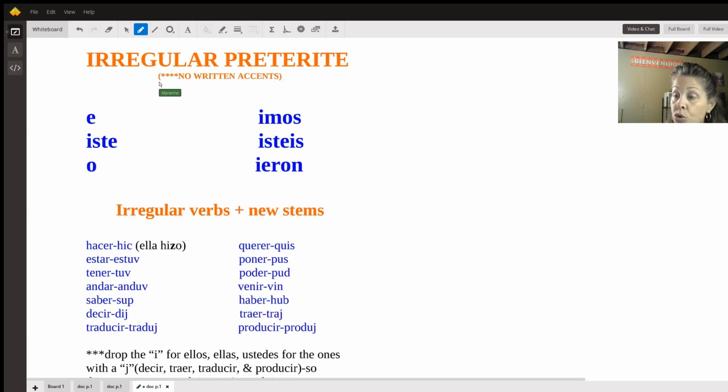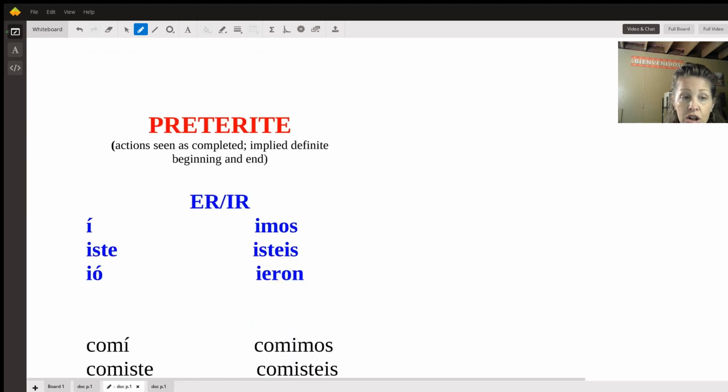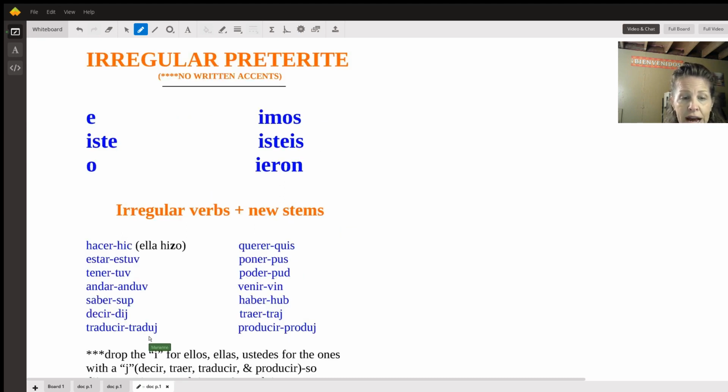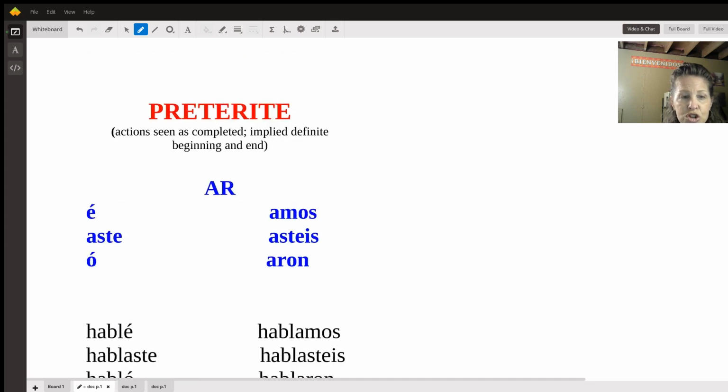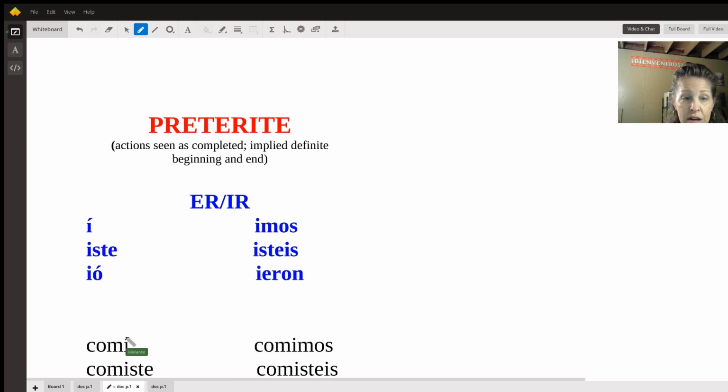Rule número uno, rule number one, when working with irregular preterite verbs is what I have up here at the top: no written accents. And if you want a way to try to remember this chart, look at it this way. Here I have the AR verbs. You are going to take the yo and the él, ella, usted from the AR chart, combine that with what's left in this triangle portion from the ER, IR.